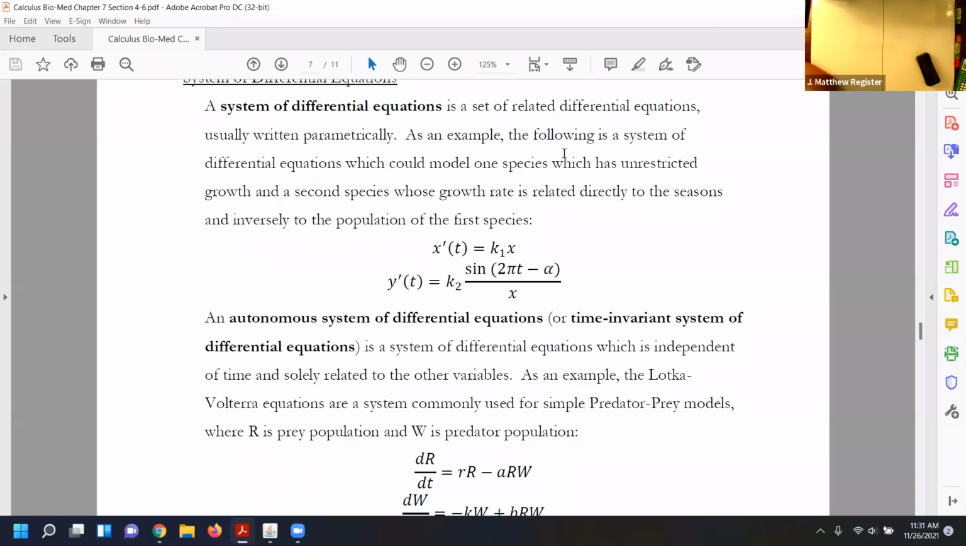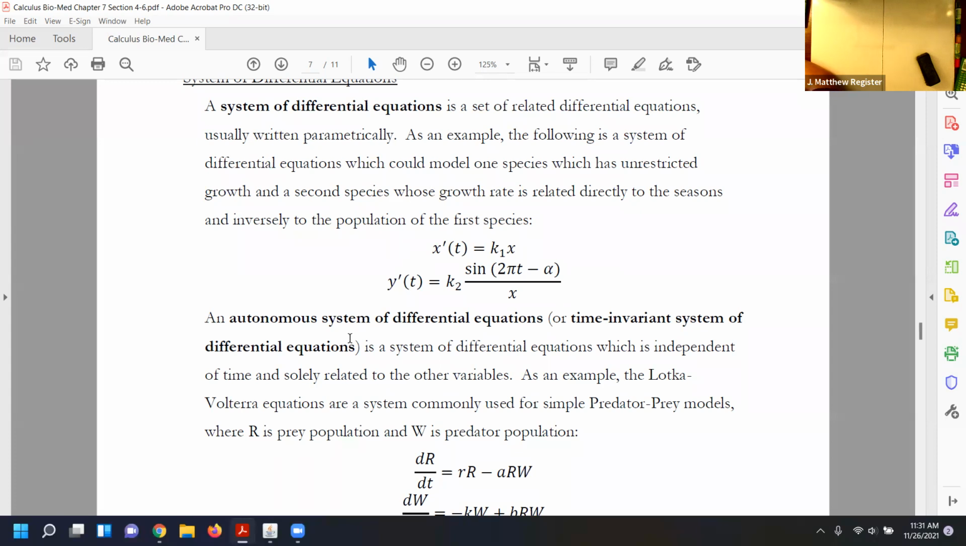As an example, the following is a system of differential equations which could model one species which has unrestricted growth and a second species whose growth is related directly to the seasons and inversely to the population of the first species. That's what this system looks like. Notice, though, that there's a t variable in here, which means that this is tied to time. And it's tied to time because of the seasonal aspects of it.